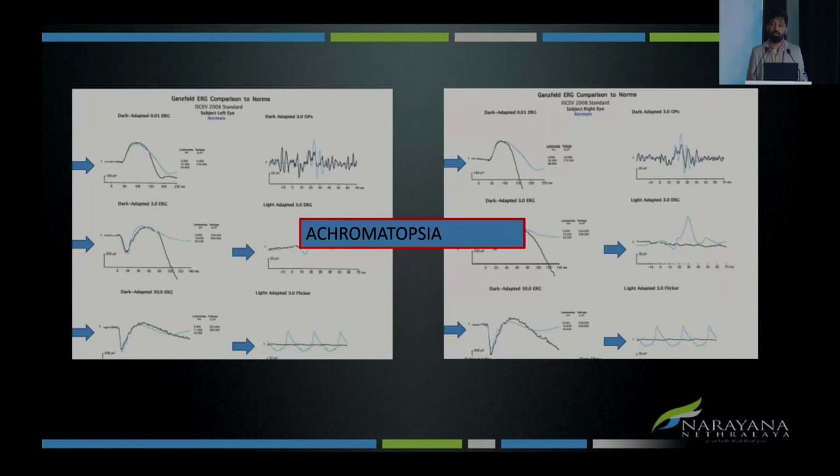Okay. So most of the time in achromatopsia, the fundus could be normal, vision could be variable. When you check the color vision, it will be grossly abnormal. Most of the time they fail to identify even the single plate on the Ishihara chart.